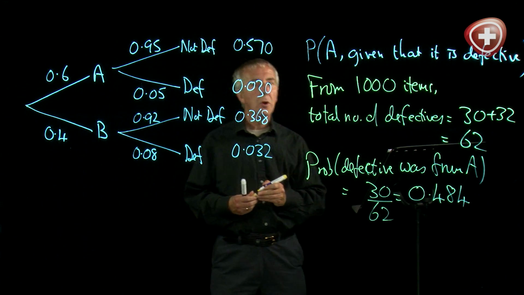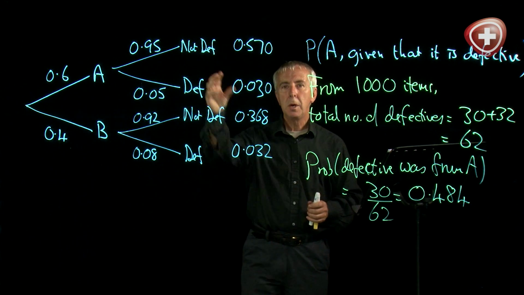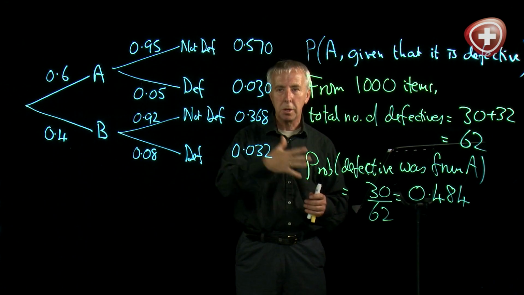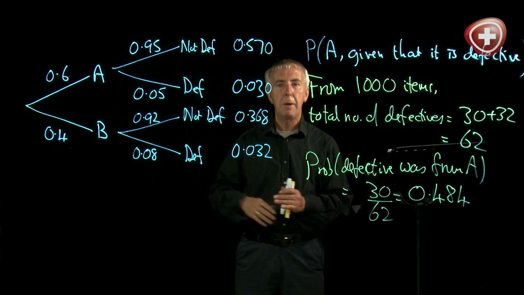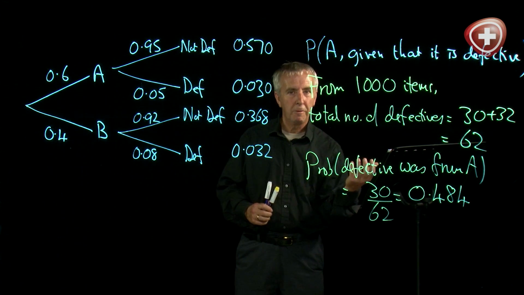And so this is diagnostic testing. We're looking back from the result, we know that there are different possible causes of the result, and we can use this method, Bayes' theorem as it's called, working backwards along the tree diagram, to assess the probability of a particular cause of a final event.